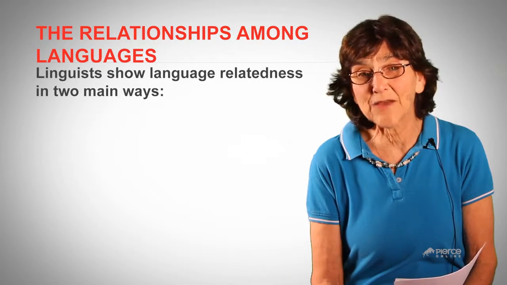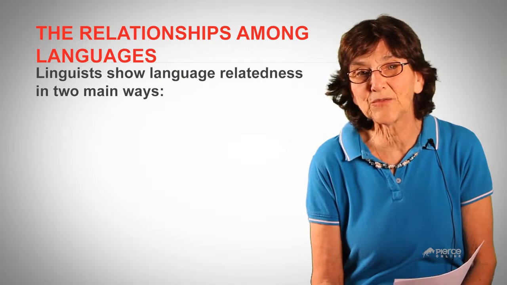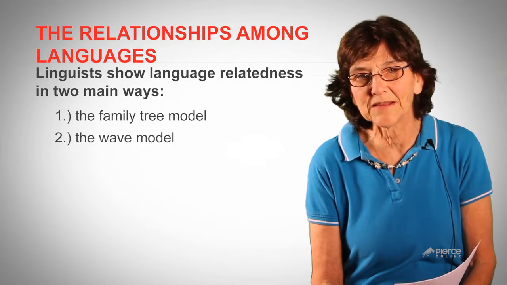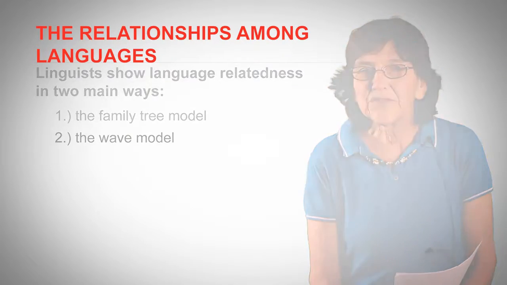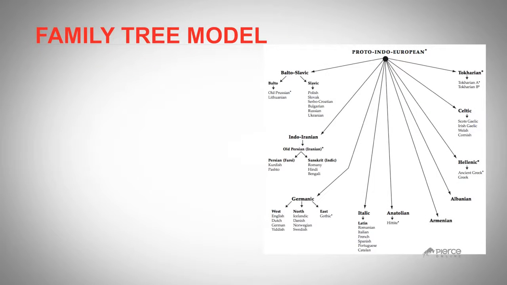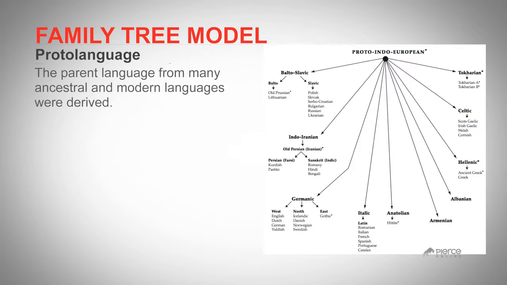Linguists show language relatedness in two main ways: the family tree model and the wave model. The family tree model of language relationships was devised by August Schleicher in 1861. As you can see, this model starts out at the top with a language called a proto-language, that's the parent language, from which many ancestral and modern languages were derived.